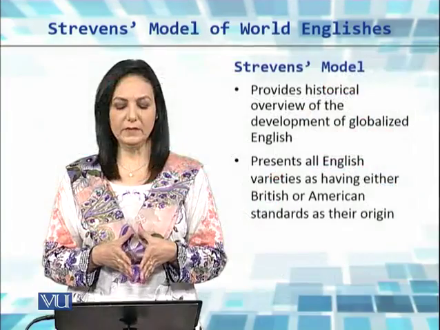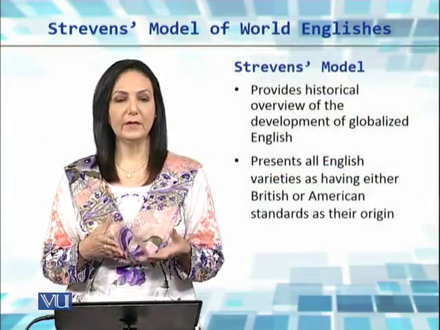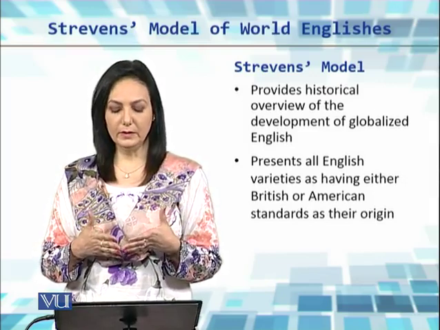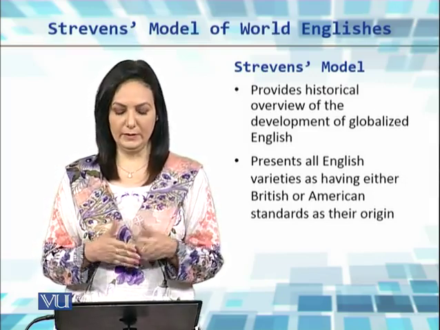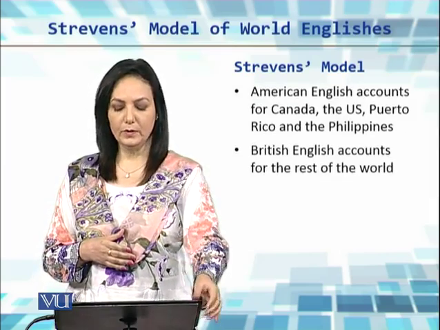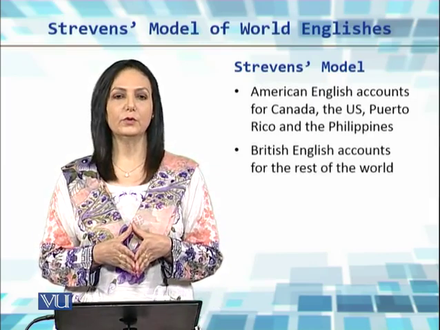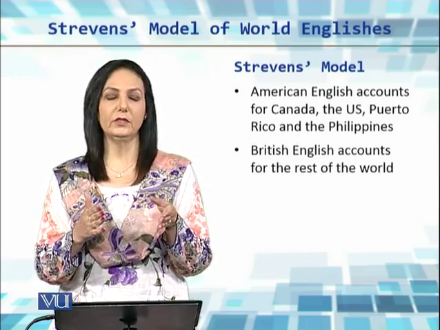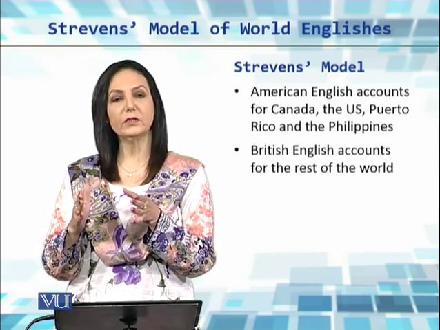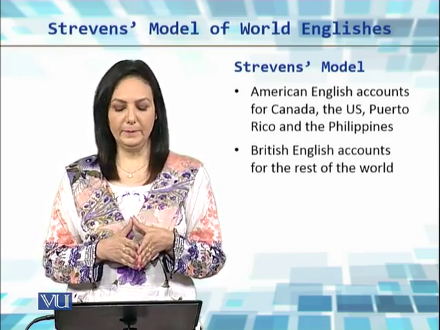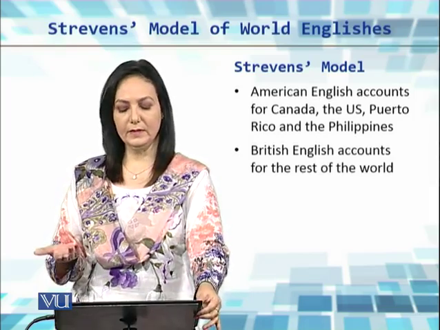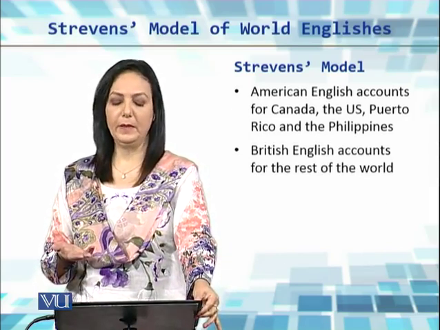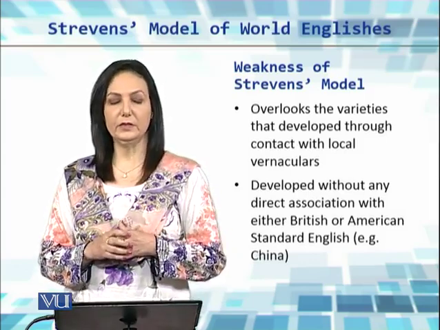So, according to Stevens' model, all the Englishes have their origin in either British or American English, and it gives, in a way, a historical overview of the development of global English today. This model, like we have just said, also shows which variety out of American or British English is responsible for the spread of which variety in the world. So Canadian, Philippines English, etc., emerging from American English, and many other Englishes in the world emerging from British English.